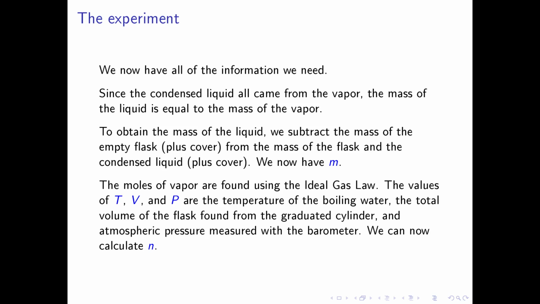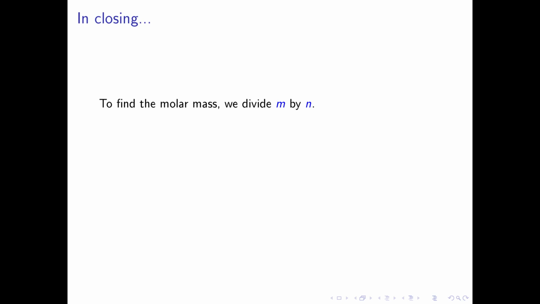The number of moles of vapor are found using the ideal gas law. The numerical values of T, V, and P are the temperature of the boiling water, the total volume of the flask found from using the graduated cylinder, and atmospheric pressure measured with the barometer. We can now calculate the number of moles n using the ideal gas law. The last step is to find the molar mass, and to do this we just divide m by n.